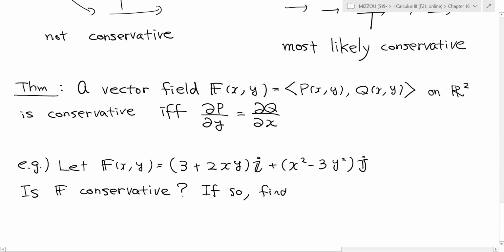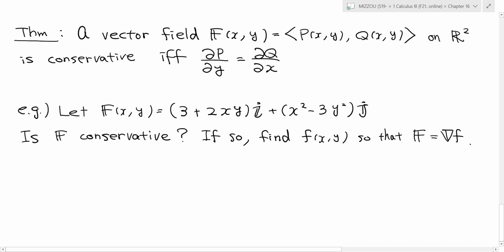Find the little f, namely its antiderivative, f of x, y to be precise, so that this given vector field F is the gradient of this little f. Okay, so that's the question. Well, how are we going to do this? So here's the answer.